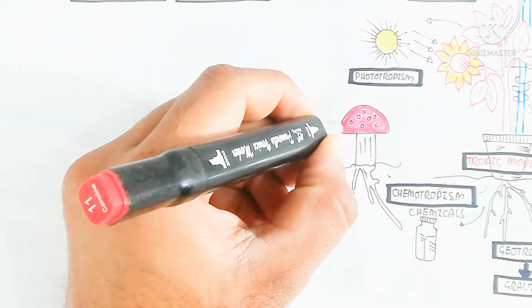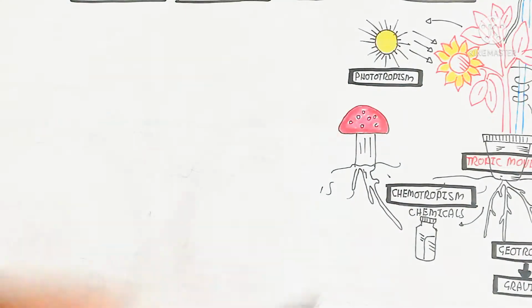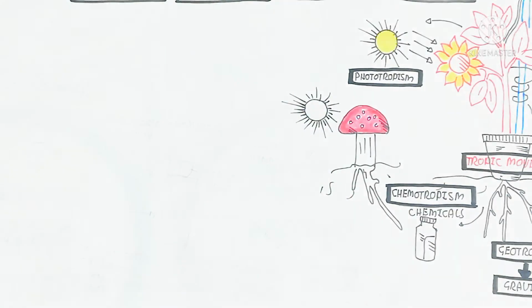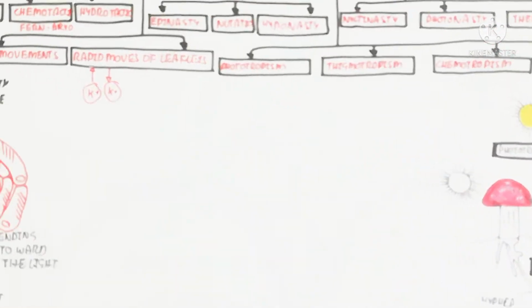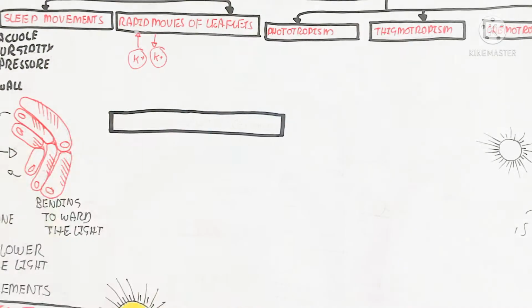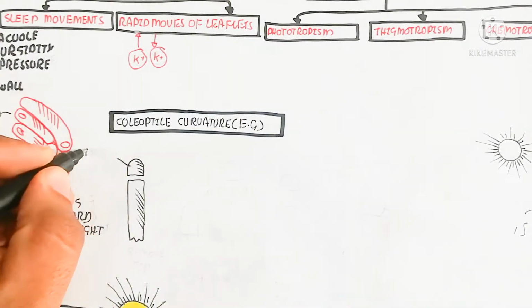Here is the fungus, which contains hyphae. These hyphae will move toward the chemical. So that is also a chemotropic movement, because of the turning of the hyphae toward the chemical. If it turns away from the chemical, that is a negative chemotropic movement.